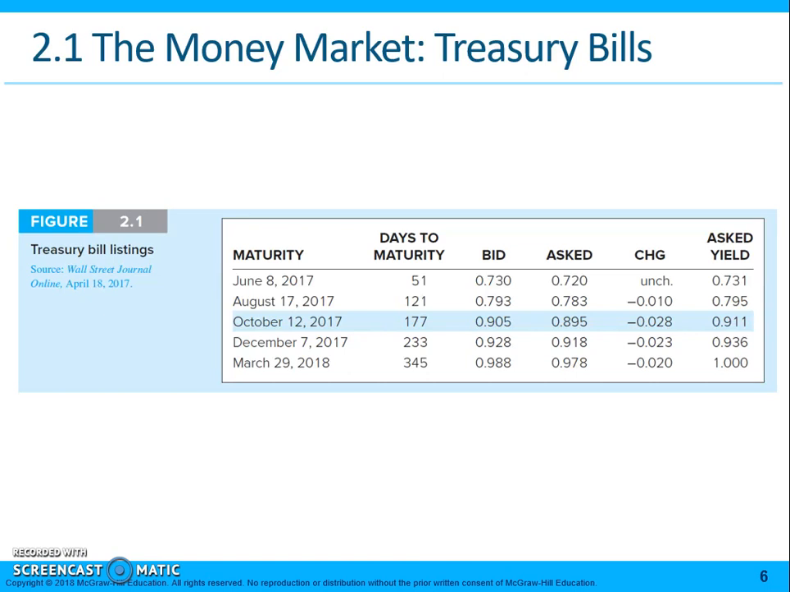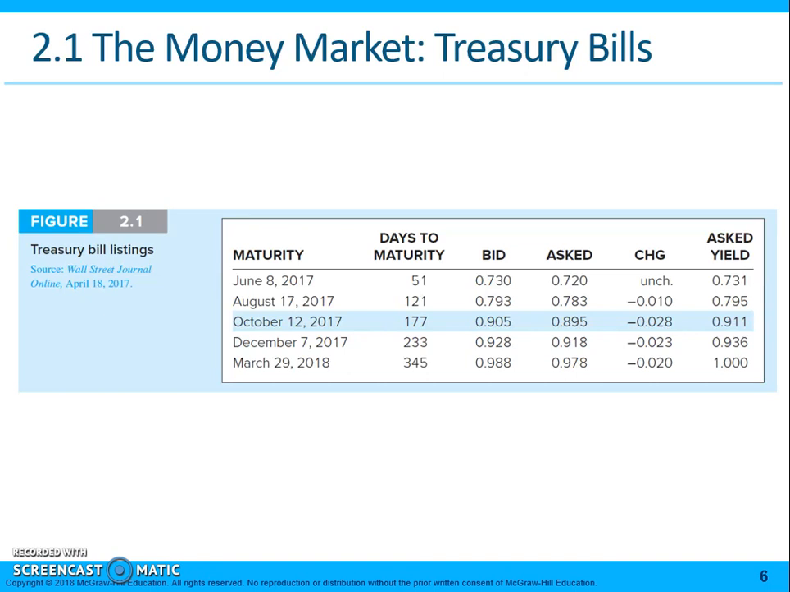The bid represents the discount rate at which the dealer is willing to buy the security, and the ask represents the discount rate at which the dealer is willing to sell the security. The change is just the change in price for that day. The ask yield is, as the book would call it, the bond equivalent yield. You can also refer to it simply as the yield or yield to maturity. We're going to go through these calculations in this chapter.